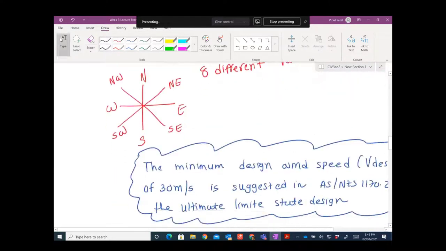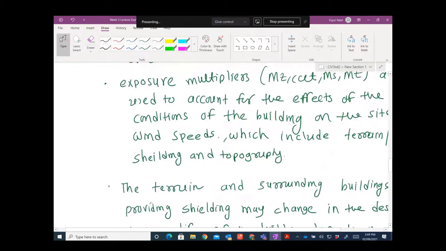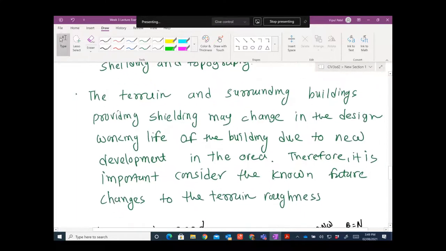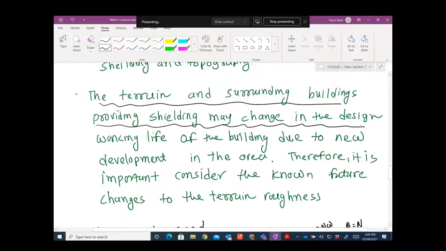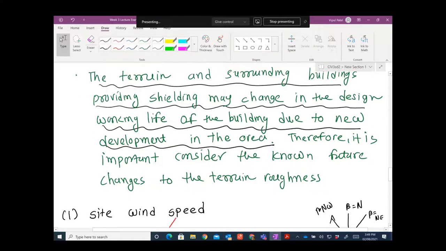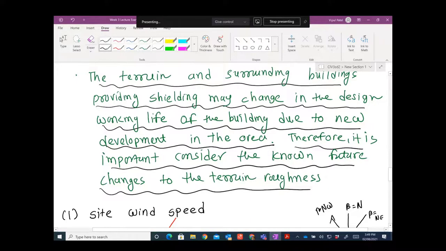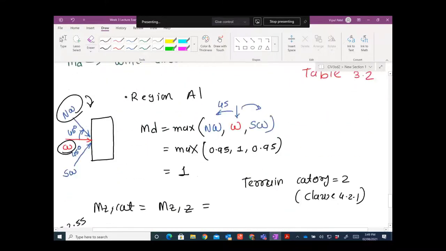I think I put in the notes while you were discussing with Heather that terrain and surrounding buildings providing shielding may change in the design working life of the building due to new development in the area. If someone puts a building in front of you, that might change. Therefore, it is important to consider known future changes to the terrain roughness. You just need to be aware of that.